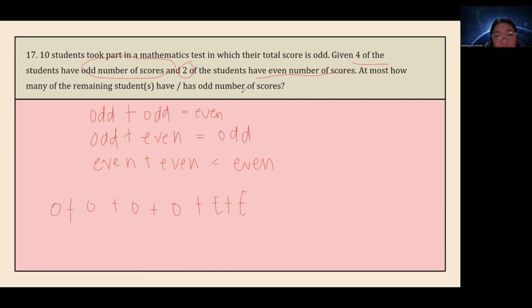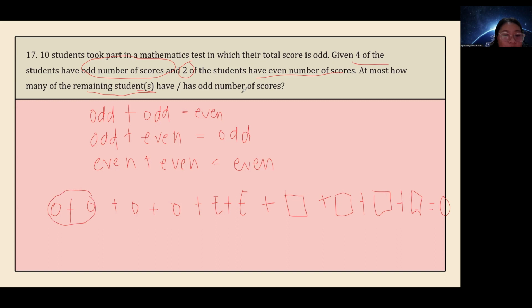But anyway, later. Okay, so for now, how many remaining students do we have? We have 4 plus 2, that's 6. So 10 minus 6, we will have 4 remaining students. So 1, 2, 3, 4. Okay? So the total should be an odd value. Okay? So now let's try to simplify again.